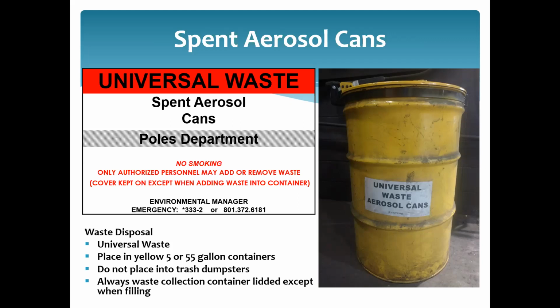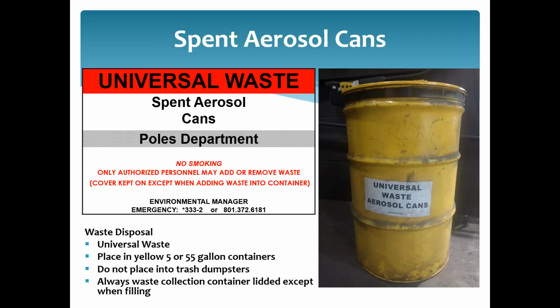If you have a full aerosol can, it's three quarters or completely full. You've worked with it, tried to clean it up, get the nozzle to spray. It doesn't work no matter what you do. Go to one of these yellow drums, and they're located there on the shop floor, labeled universal waste aerosol can. Put the waste in this container and then lid it.